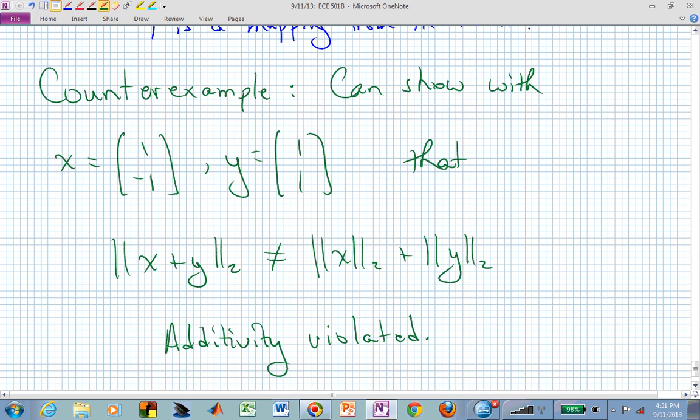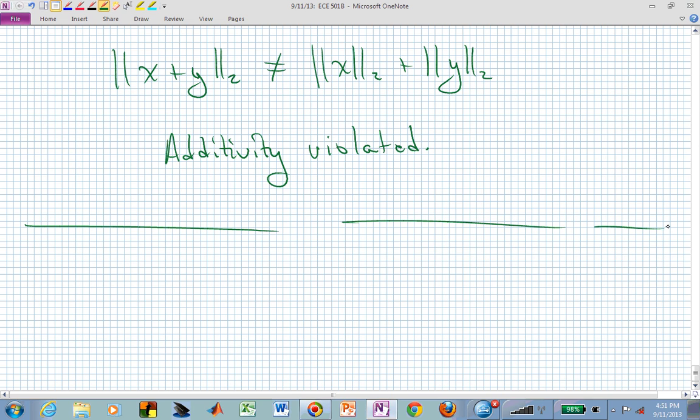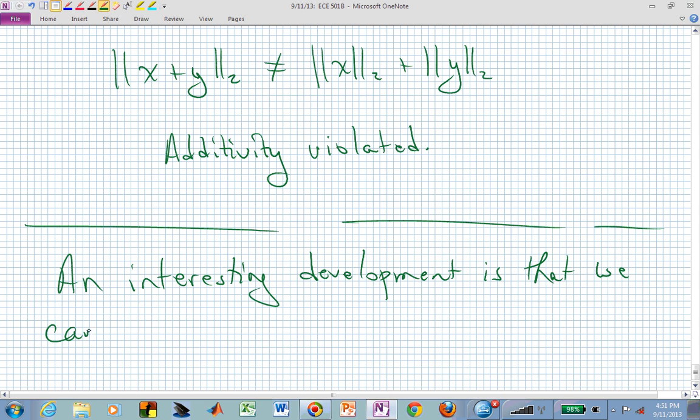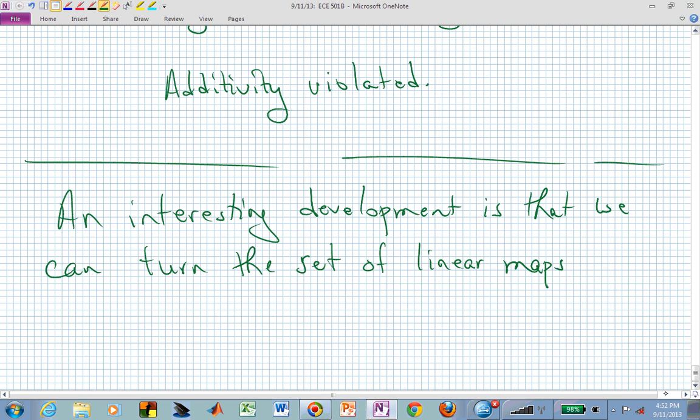All right. Now, let's move on and talk about, those were examples of linear maps and some that weren't linear maps. We can also turn these linear maps into vector spaces. So we're going to turn the set of linear maps, which notationally we refer to as L of V, W. We map from a vector space V into another vector space W, into its own vector space.